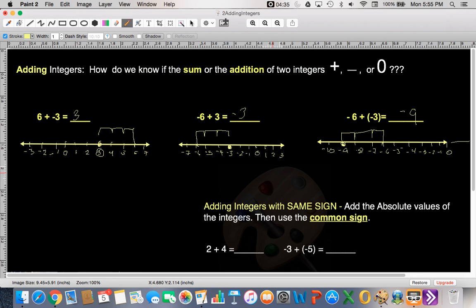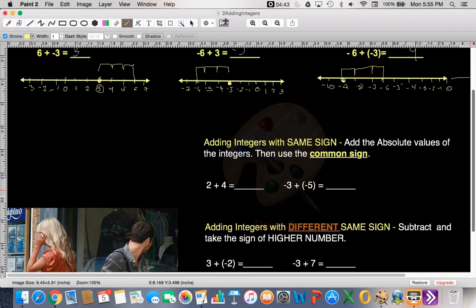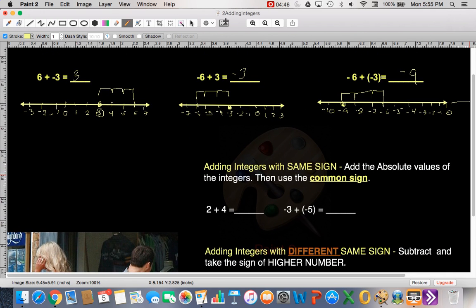Next up, we're going to check the rules of adding integers. Adding integers with the same sign, you just add the absolute values of the integers, then use the common sign. Let's say, for instance, 2 plus 4, it's easy, it's 6. Positive 2 plus positive 4 is positive 6. The same sign: add the absolute values of the integers, then use the common sign.